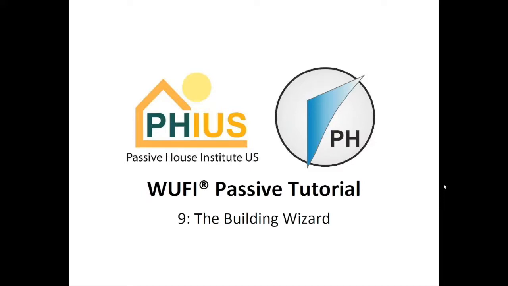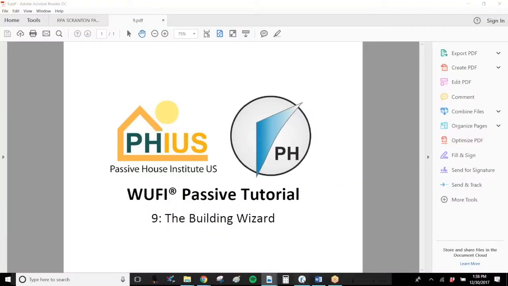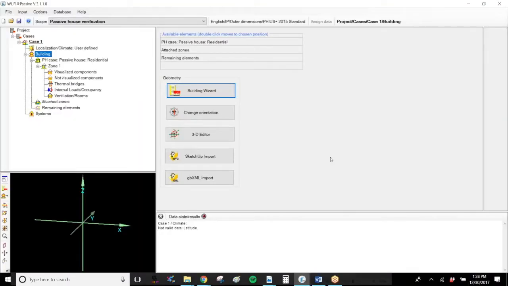This is a brief tutorial on using the building wizard in WUFI Passive. In WUFI Passive, you have many options on how to import or create the geometry for your project file. The building wizard is one option you may use for simple buildings. Other options are the SketchUp import or GBXML import, which will be covered in different tutorials.